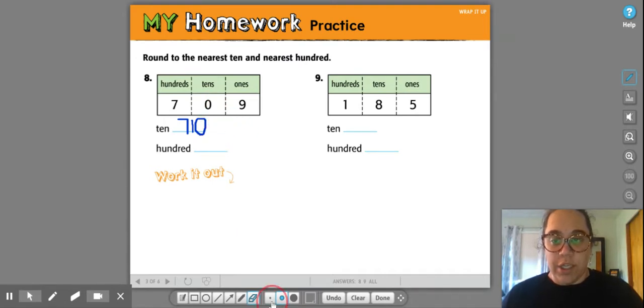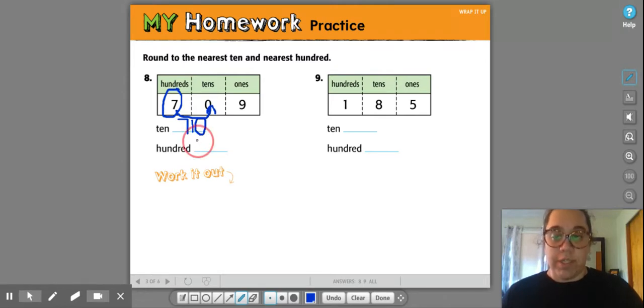Okay, let's look at rounding to the hundreds for this number. Our 7 is in our hundreds column, so we're going to circle it. Remember, we want to look right next door. We have a 0 next door. Remember, if it's 4 or less, we're going to let it rest. So our 0 tells us that our 7 is just going to rest.